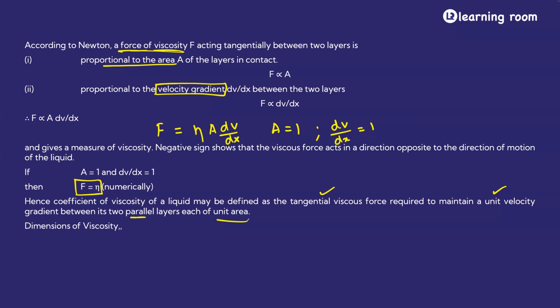So how will you define it? It is defined as the viscous force which can be generated when the velocity gradient is unit value and it is acting between two layers whose area is unit value. Are you able to understand? So make a note of it.